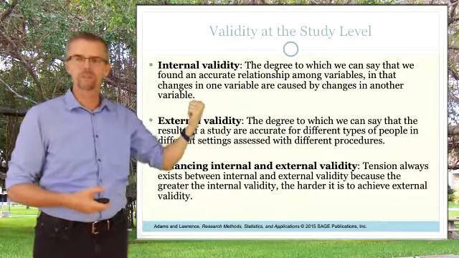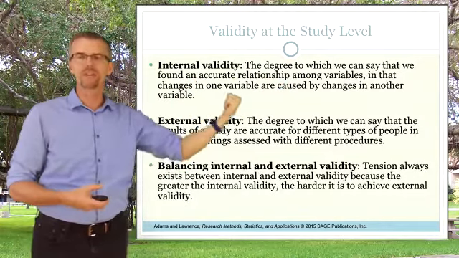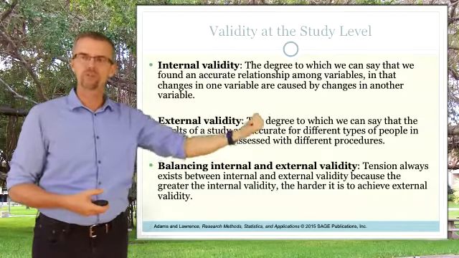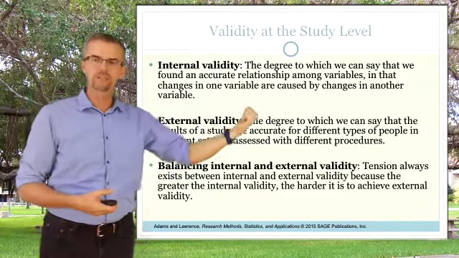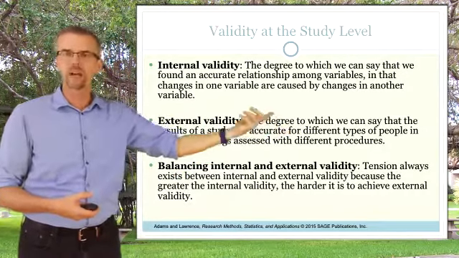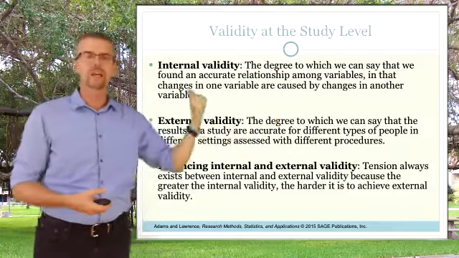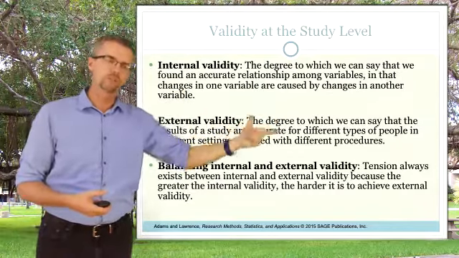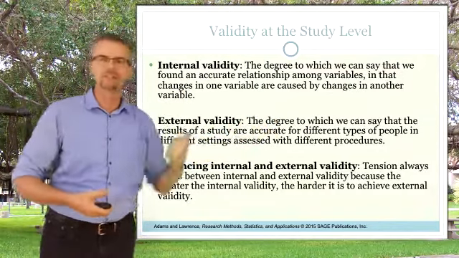External validity talks about the degree to which we can say that the results of a study are accurate for different types of people in different settings assessed with different procedures. Or in other words, generalizability. How generalizable is your research? How generalizable your research is determined by your external validity.